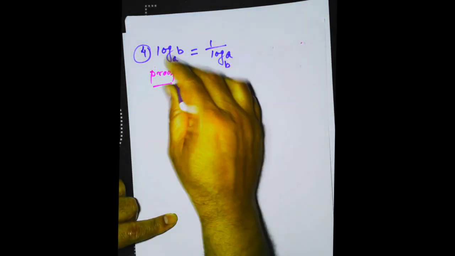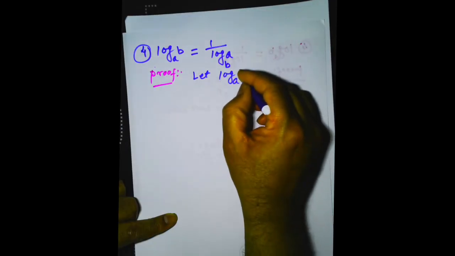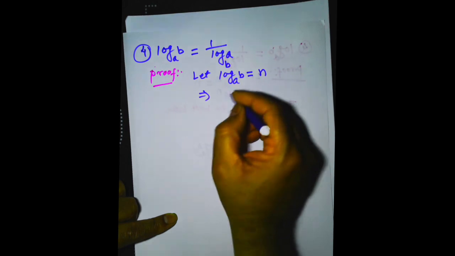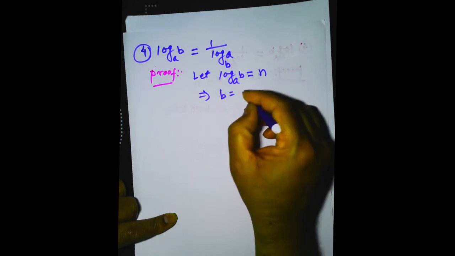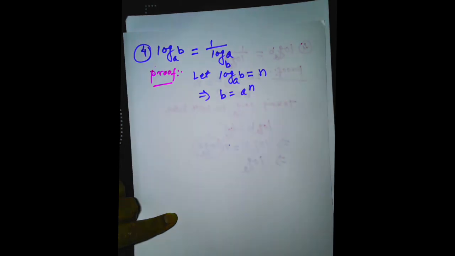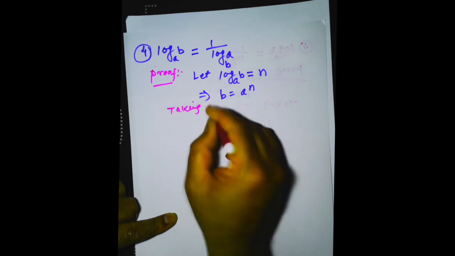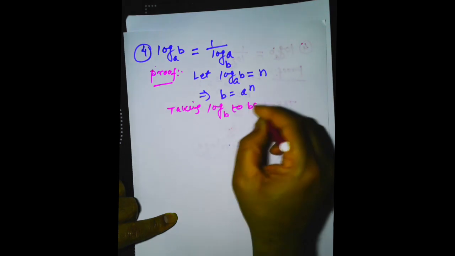In order to see the proof, you can suppose any of these numbers. I'm supposing the first: let log base a of the number b equal n, and if you convert that into exponential form, it is going to be b equals a to the power n. Now at this point I'm taking log to base b on both sides.